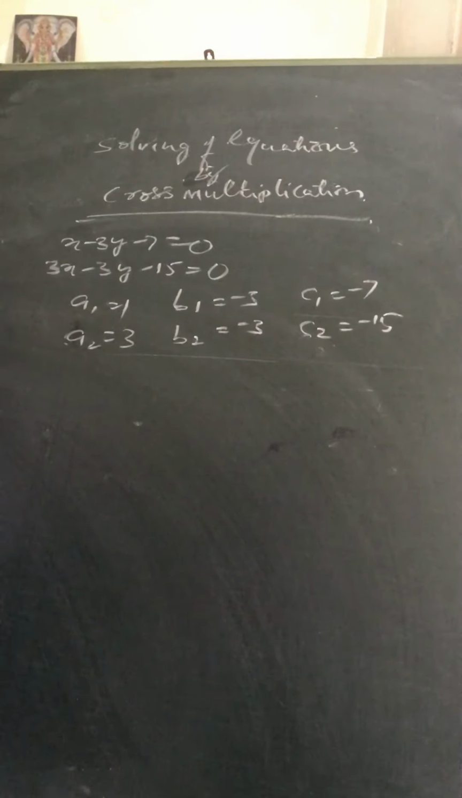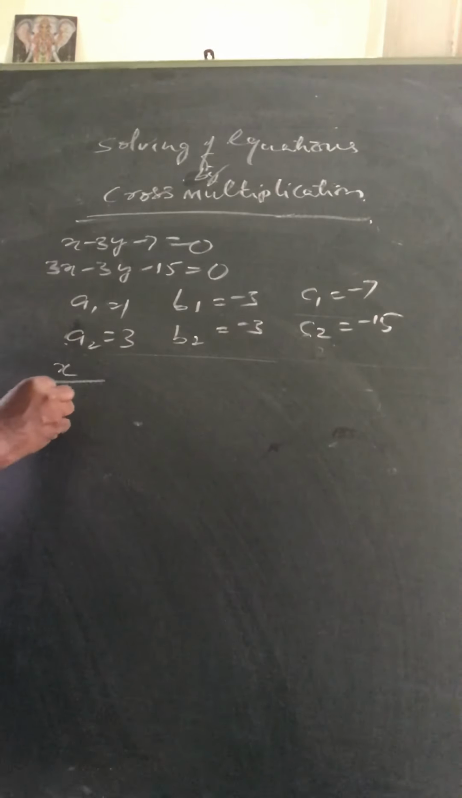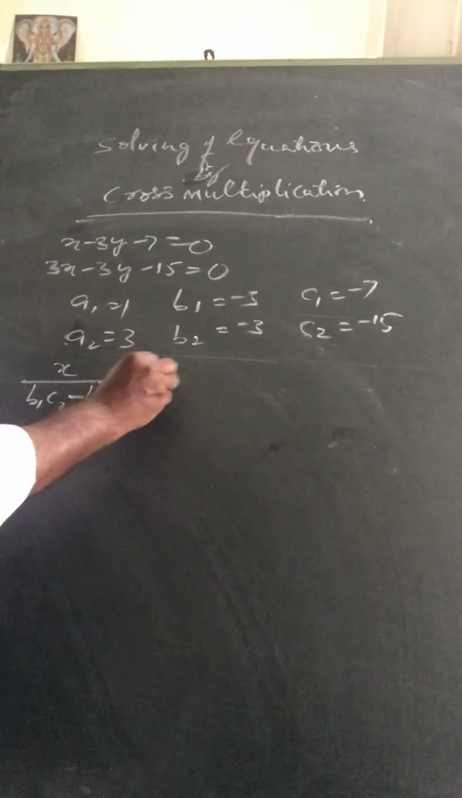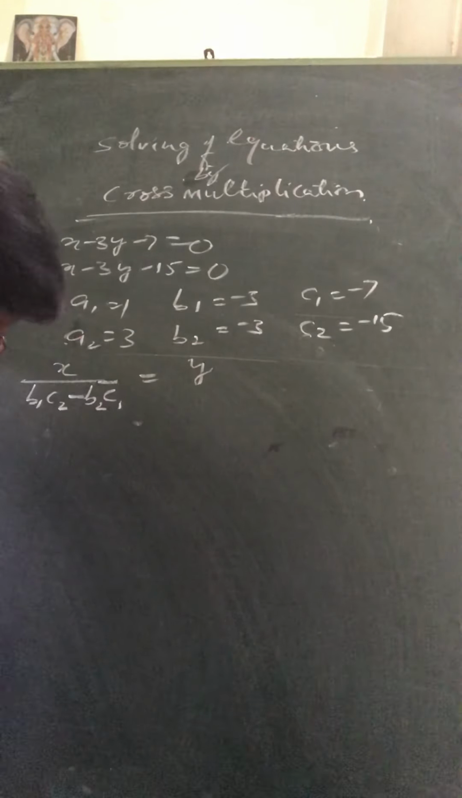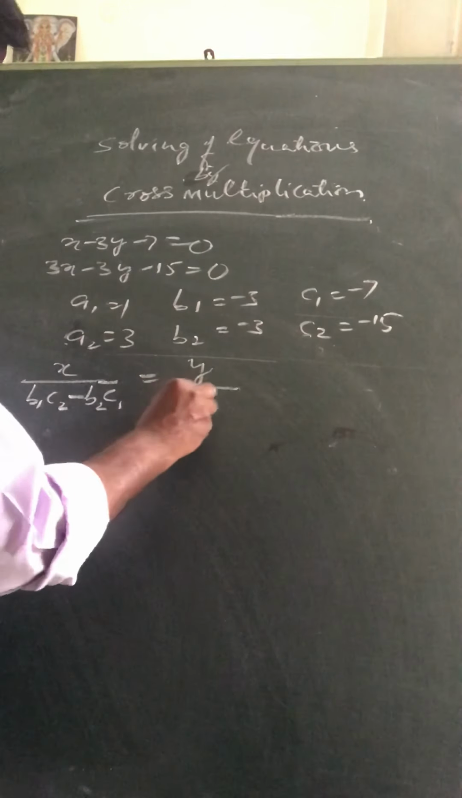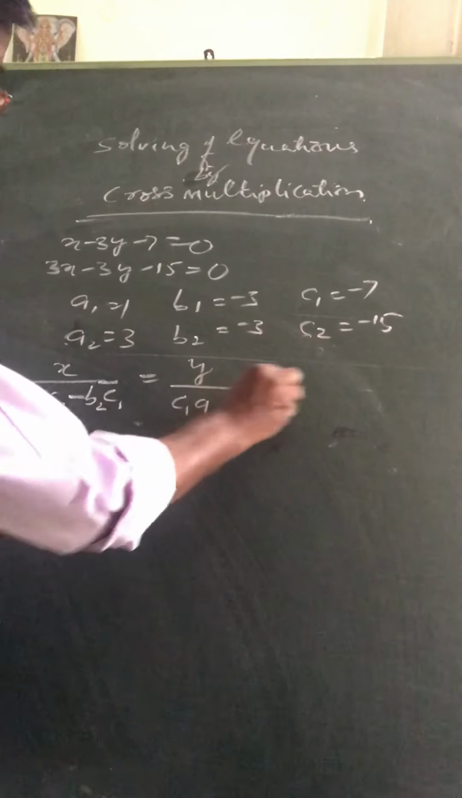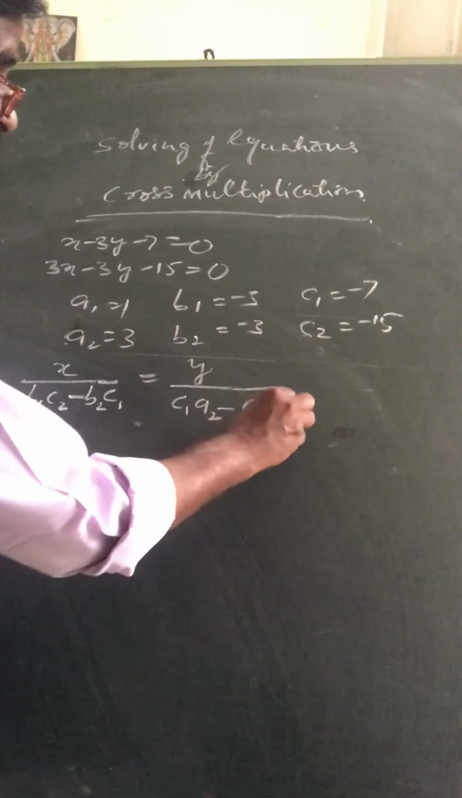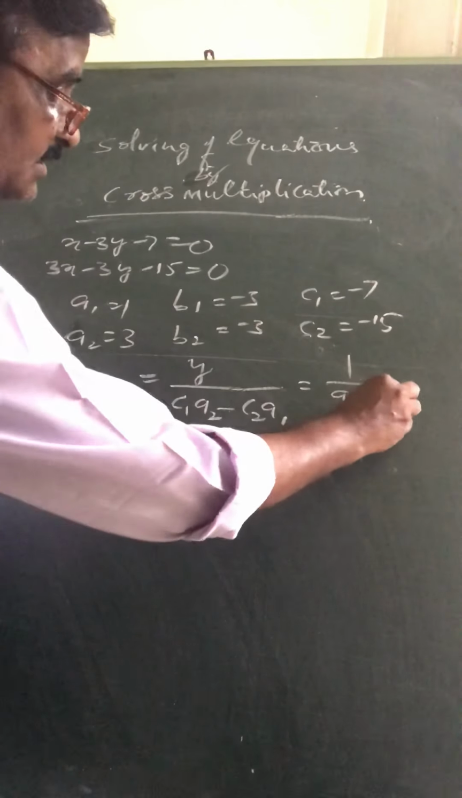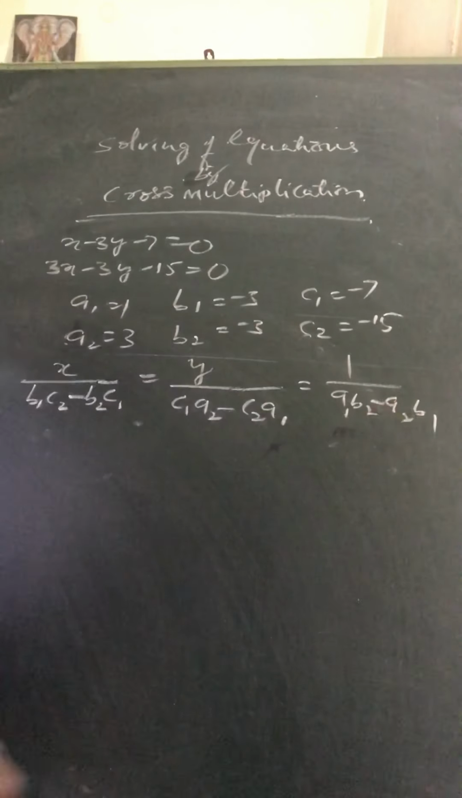Now we have to write the formula here. x by B1 C2 minus B2 C1 is equal to y by C1 A2 minus C2 A1 is equal to 1 by A1 B2 minus A2 B1.